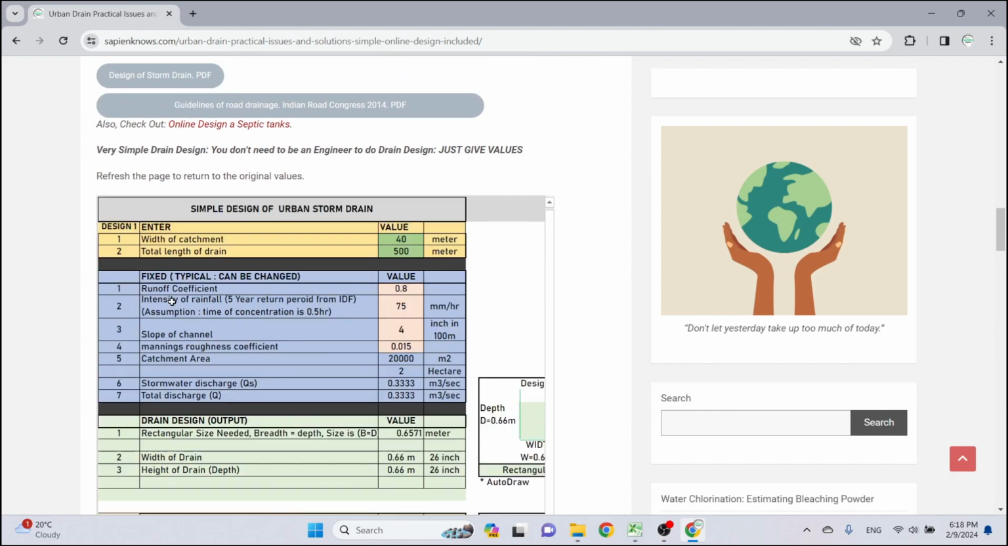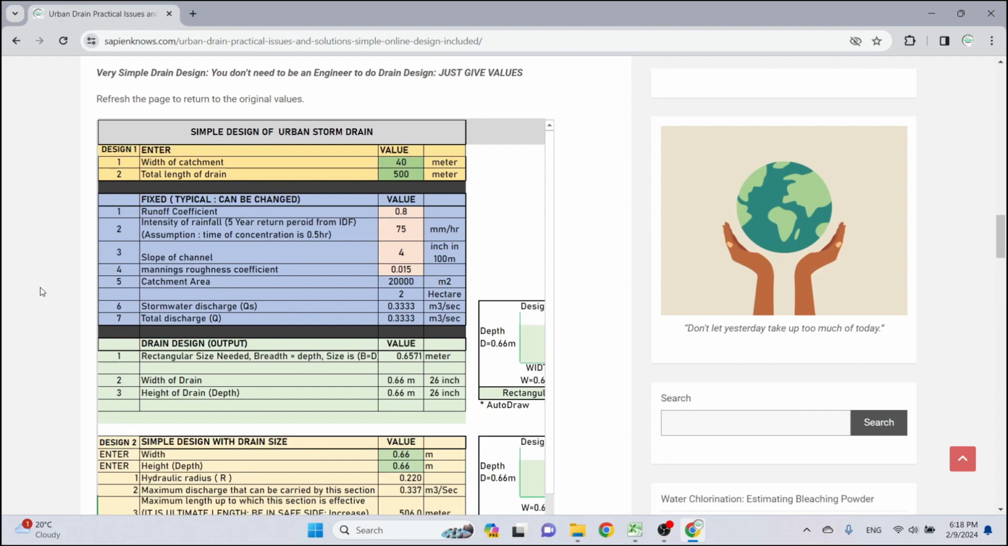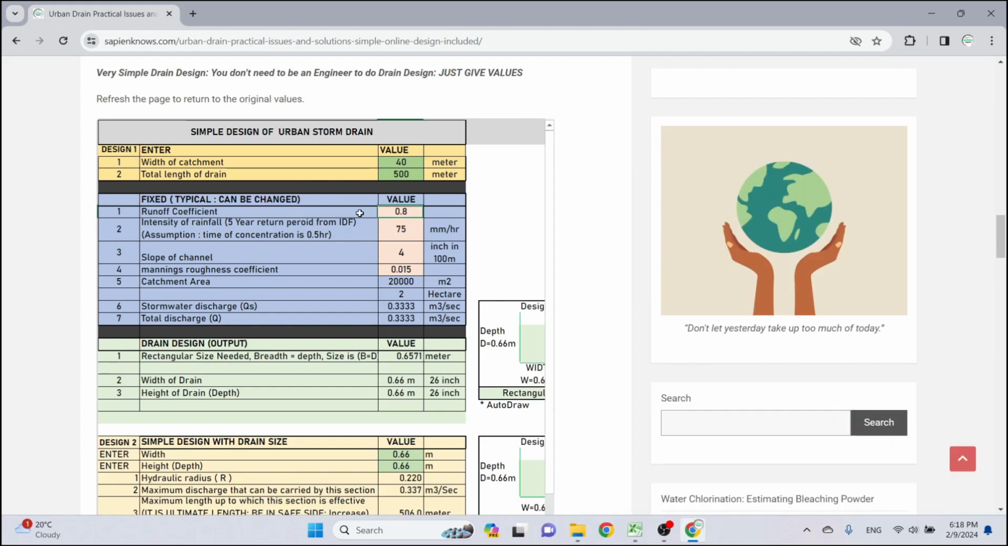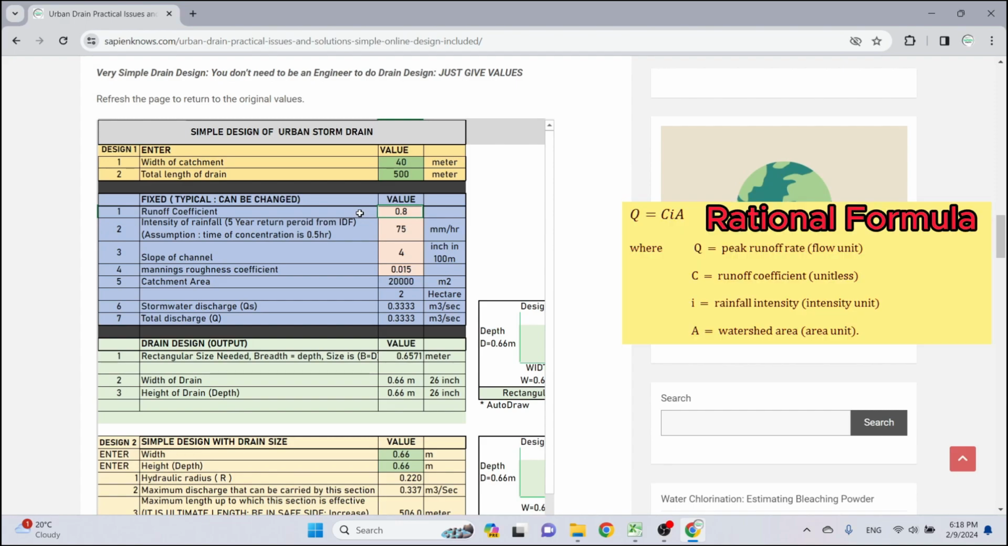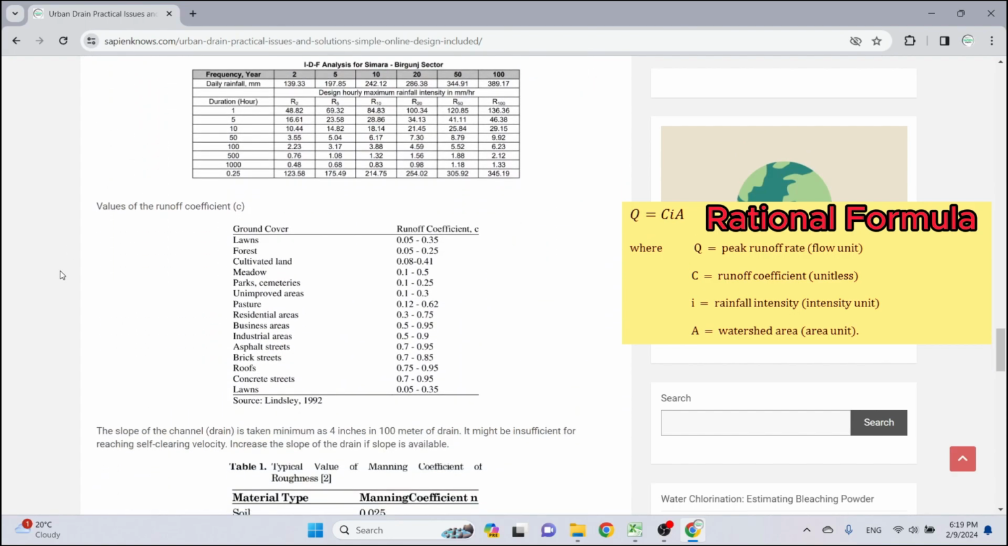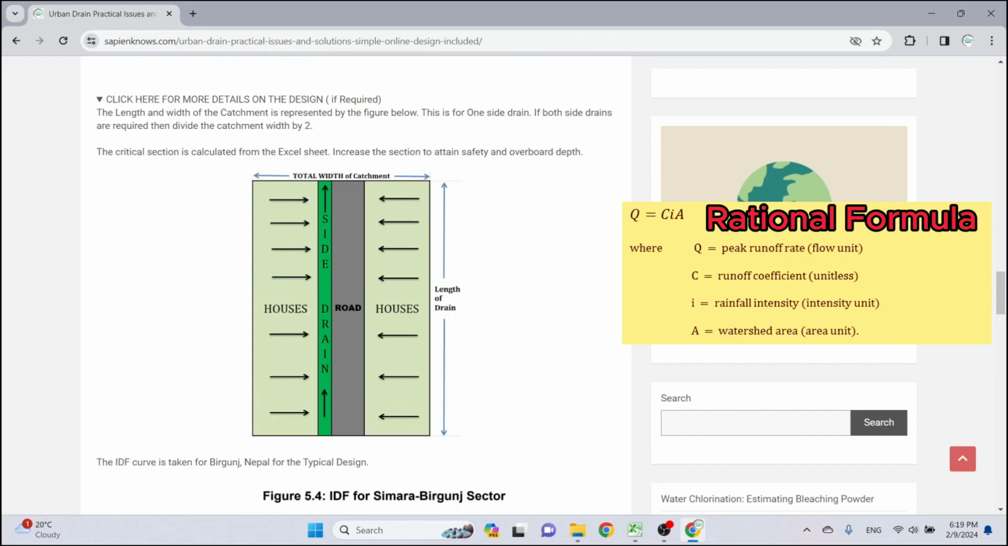So let's look into other factors also. This is for a typical case of the city of Birganj in Nepal. I've taken the parameters of that city. So this sheet uses a formula, the rational formula. The C is the runoff coefficient, which I have taken as 0.8. The value of C is fixed, and for concrete it is 0.7 to 0.95 and I have taken a value of 0.8.